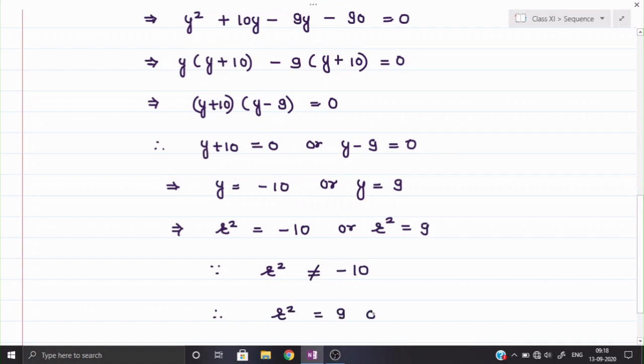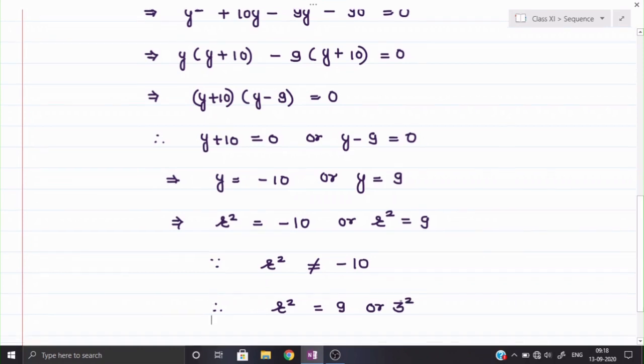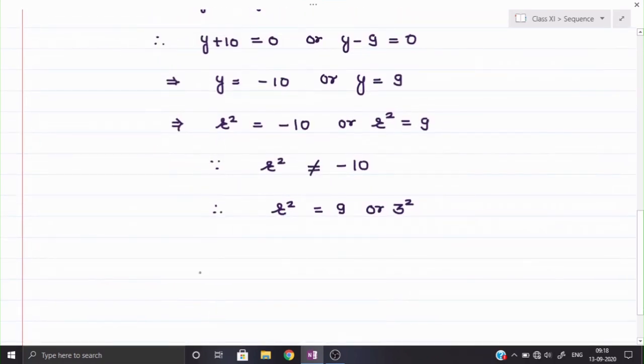Nine we can write as the square of 3, right? So cancelling the square, the value of r will be plus or minus, both possibilities will come, so plus minus 3. Now they were asking for the common ratio, and this is the required answer in the question.